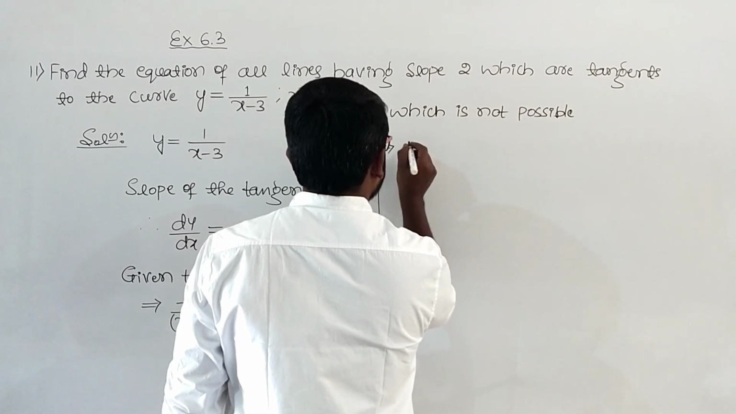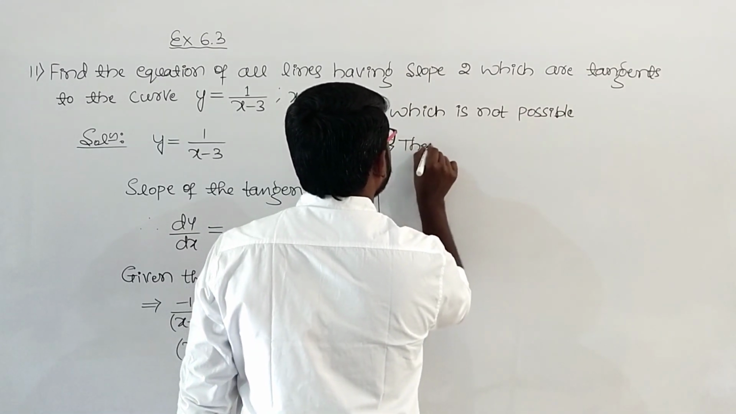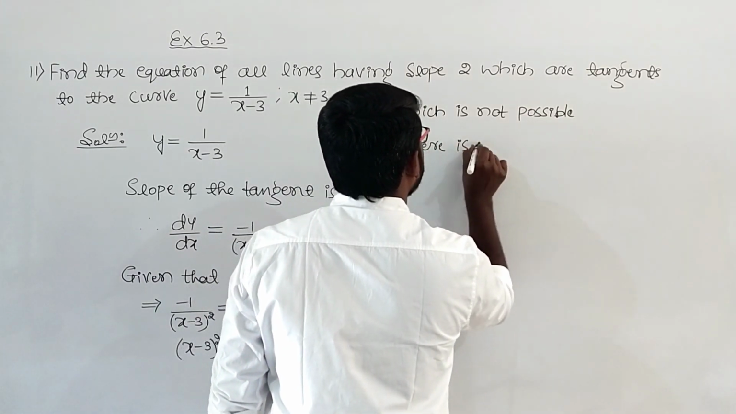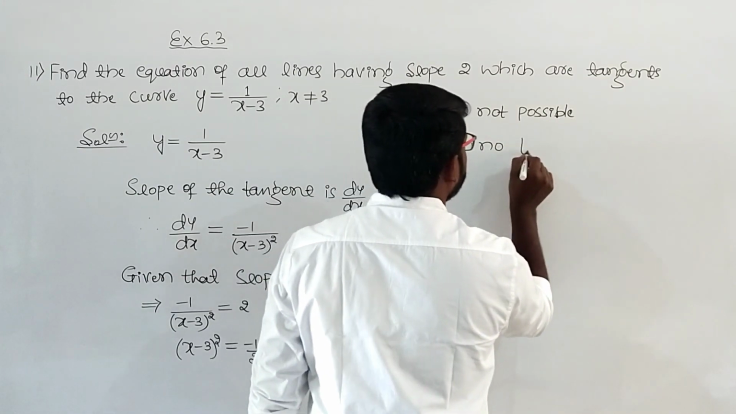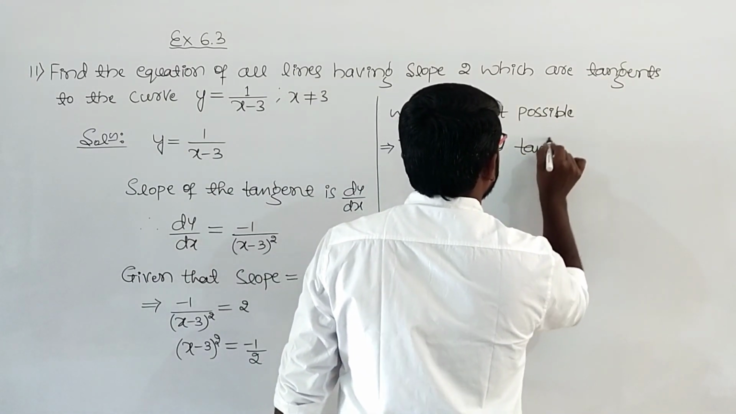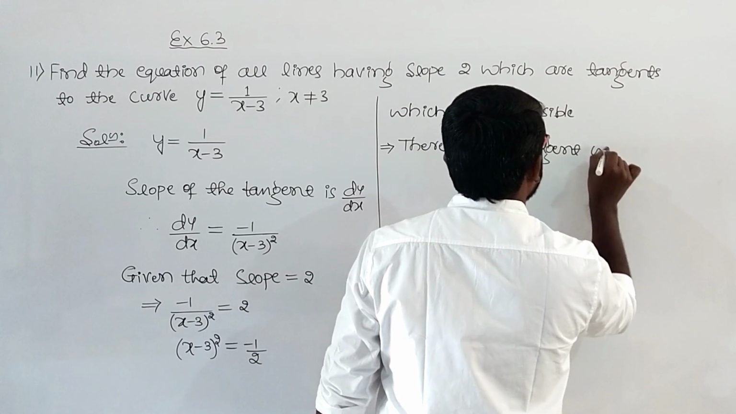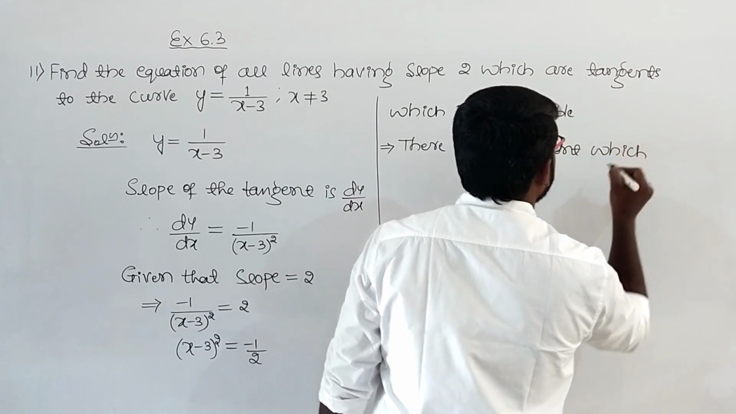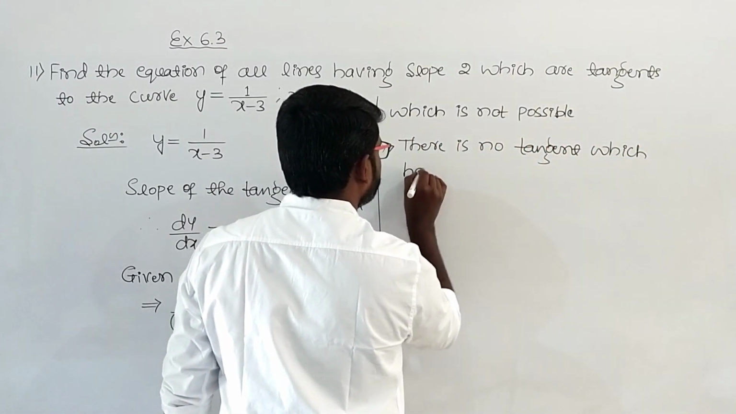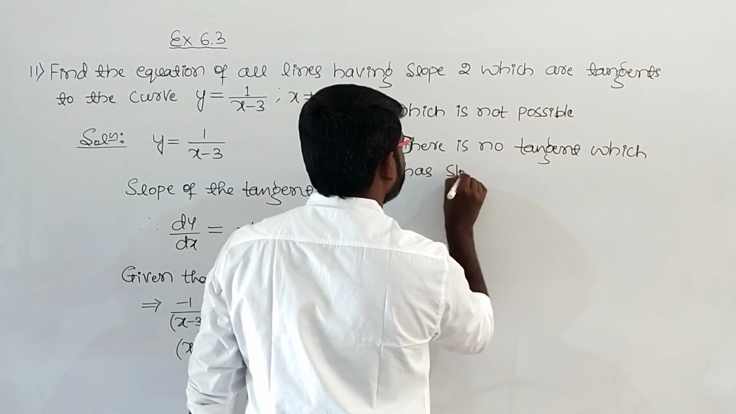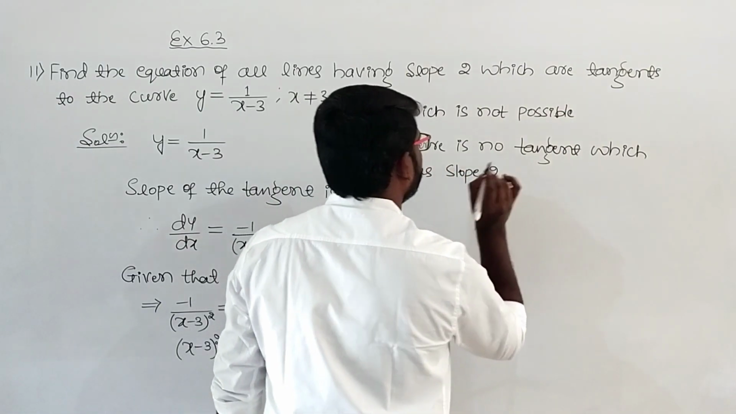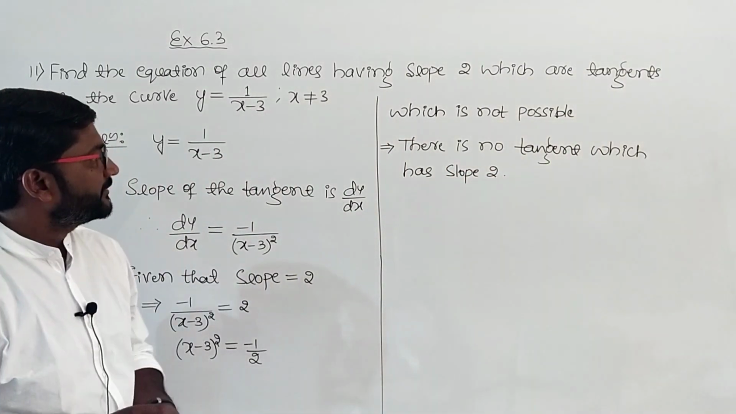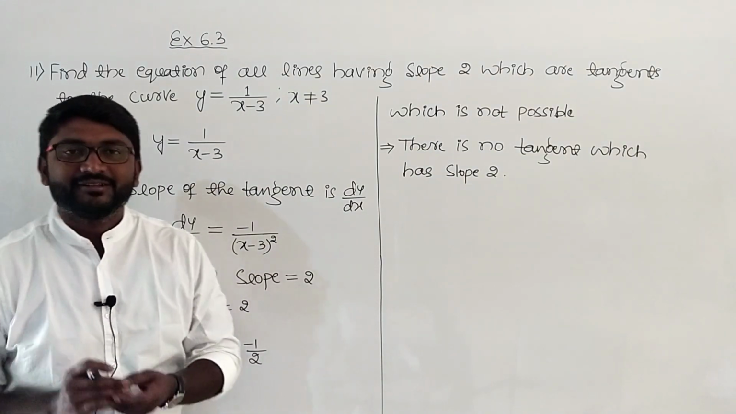Therefore there is no tangent which has slope 2. So this is all about the 11th problem.